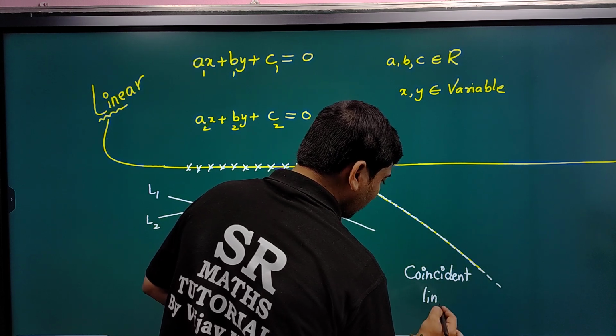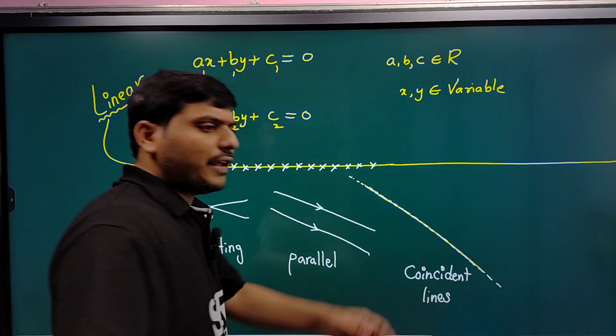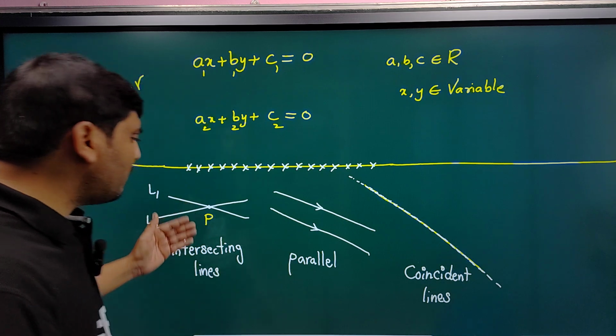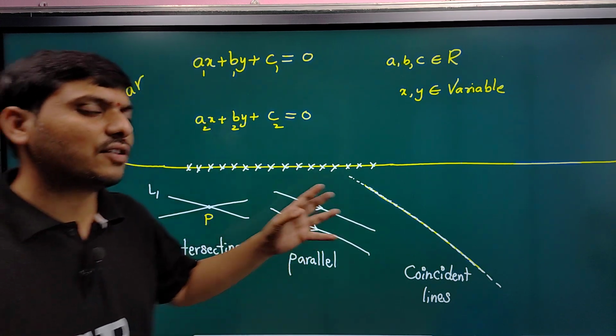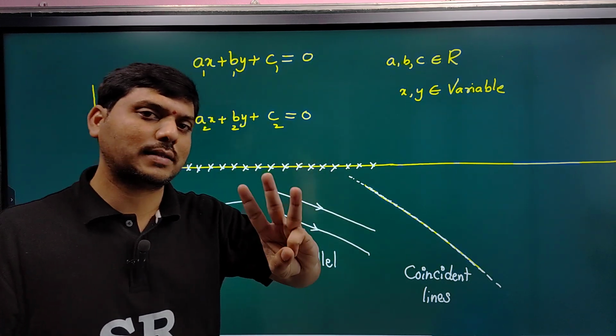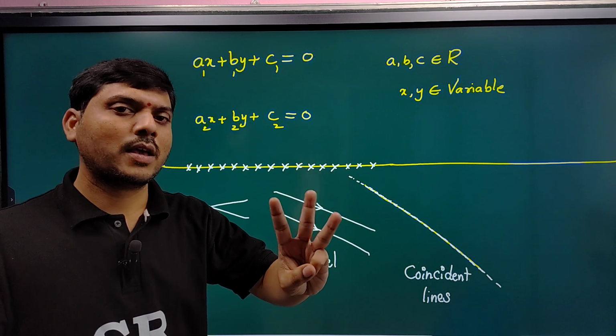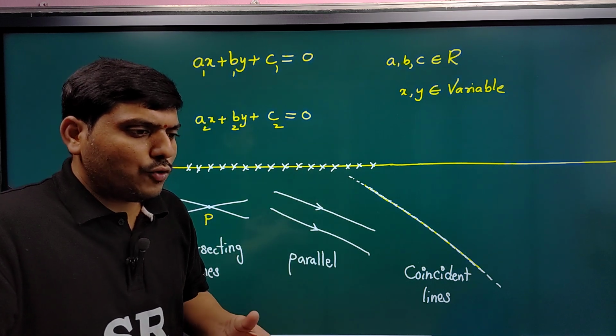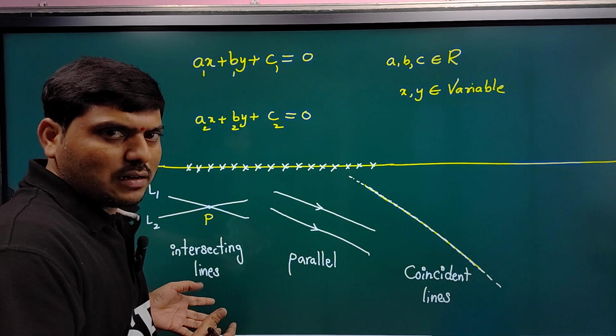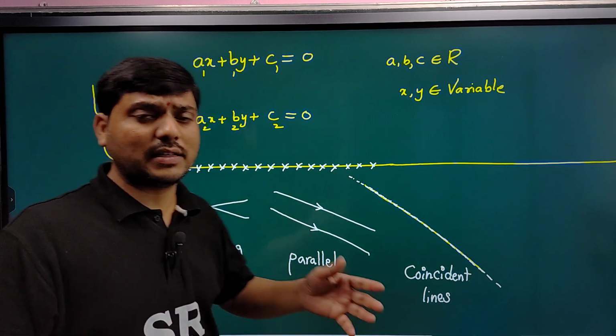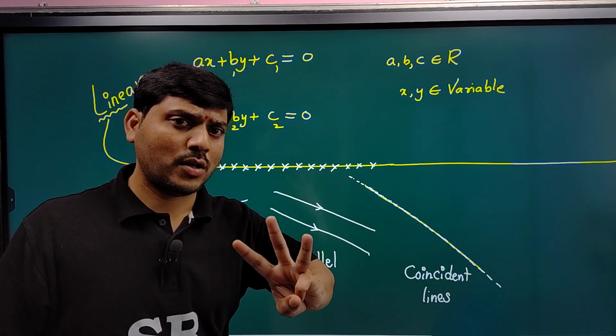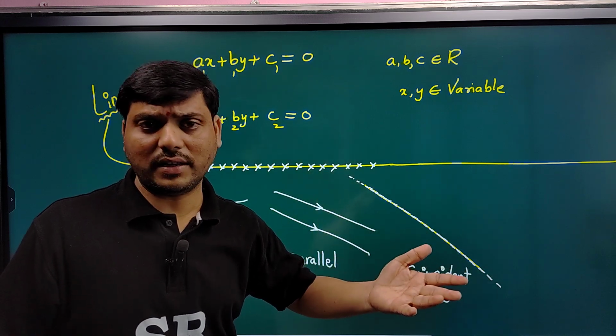When you take any two lines, like the first case, second case, or third case, only three cases are there, students. Only three cases. You represent any two lines as case one, case two, or case three. Only three cases are there. There is no one more case.